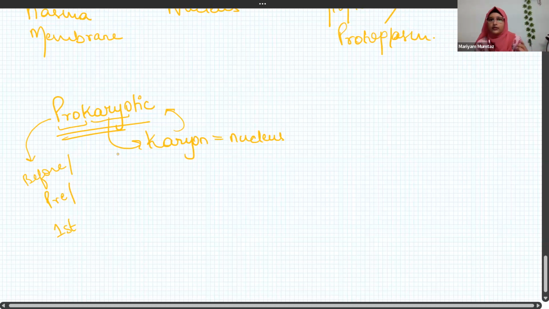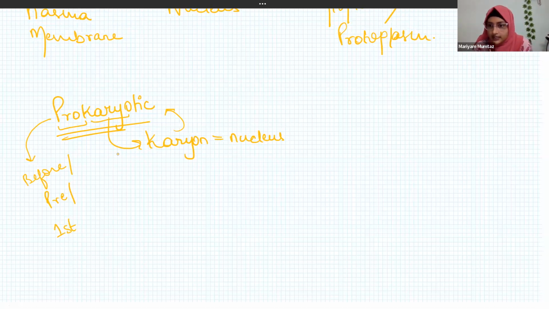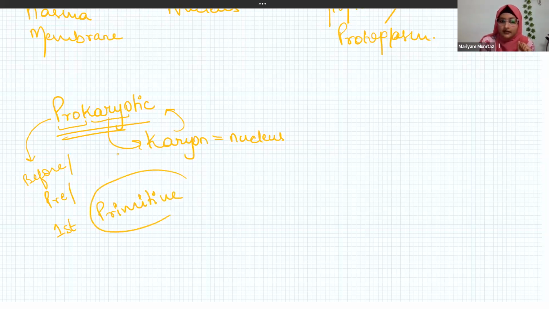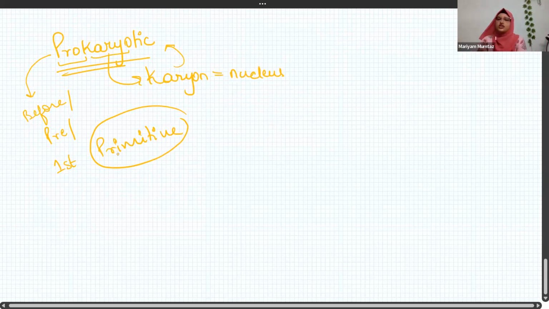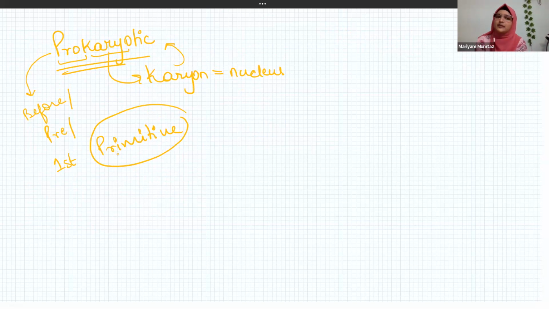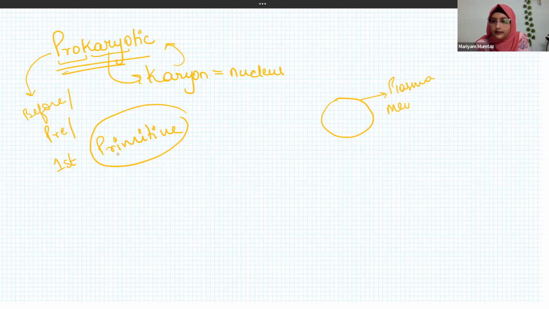Now, this was the first type of nucleus. It is the most primitive. The basic thing is that it is primitive. Now, in general, our cell has a plasma membrane. For example, this is our cell, and do you see this outer lining? This outer lining is the plasma membrane.